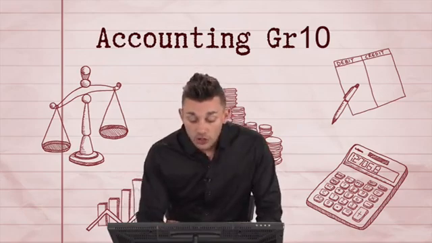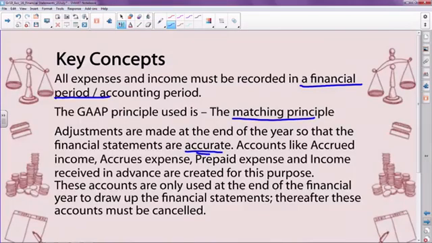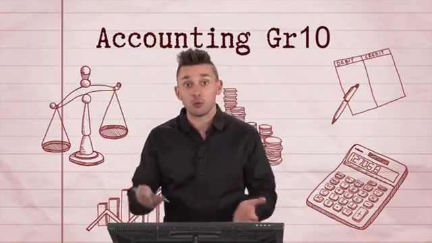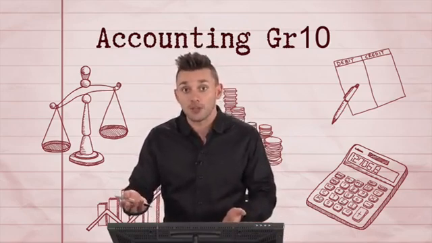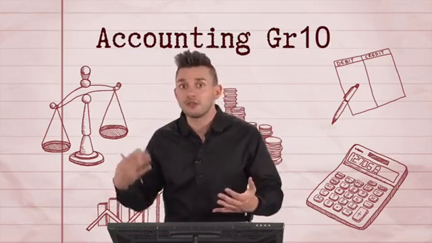But let's continue. So remember, accounts like the accrued income, the accrued expenses, the prepaid expenses, and income received in advance are created for this purpose. Now, I still hope that you can identify which of those are assets and which are liabilities. Remember, sometimes we owe on an expense. We didn't pay everything, and that will be called an accrued expense. But then we might prepay something, so we might pay in advance.